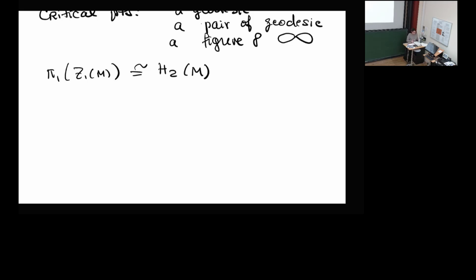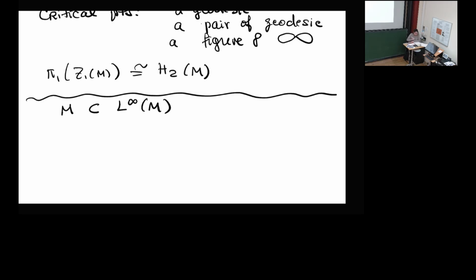Okay, so here's what we are going to do. We are going to take our M and embed it in L infinity of M, the Kuratowski embedding. And we are going to fill M in L infinity of M, so that the filling is a polyhedron and that it is very close to a manifold, within the filling radius plus maybe some small delta. So we're going to have something like this.